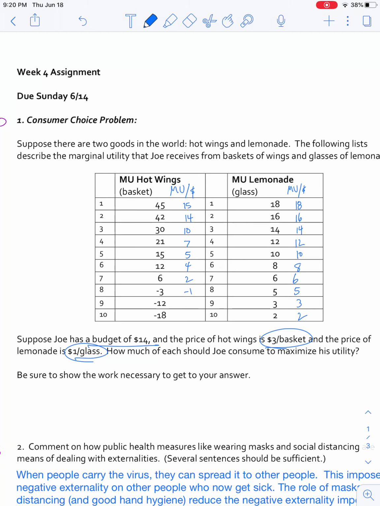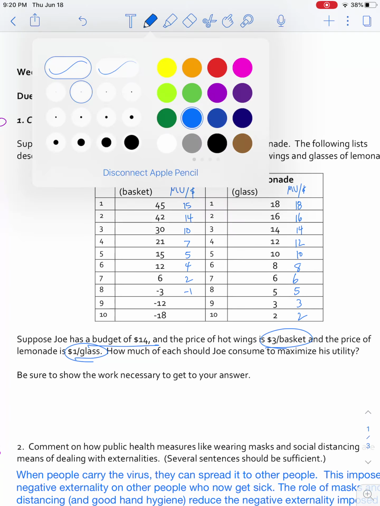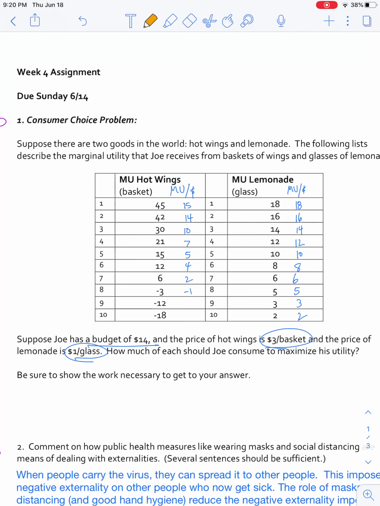Now, if Joe has a budget of 14 bucks and the price is $3 a basket for wings and $1 a glass for lemonade, what should he do? Well, to maximize his utility, he wants to buy the stuff that gives him the greatest bang for his buck, the most marginal utility per dollar. We said that to maximize your total utility, you want to, on the margin, buy the thing that gives you the most bang for your buck, the most marginal utility per dollar. And so up here, I'll keep a running tally of how much money we've spent. He has 14 bucks to spend. So what's he going to buy first?